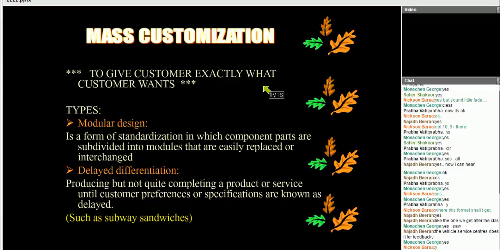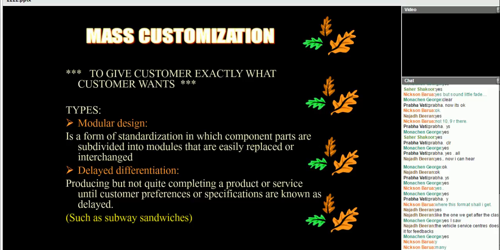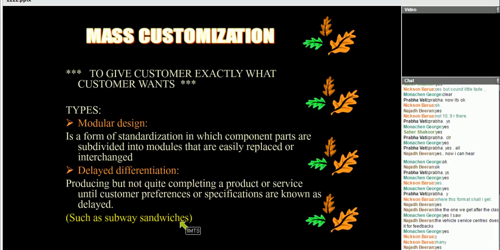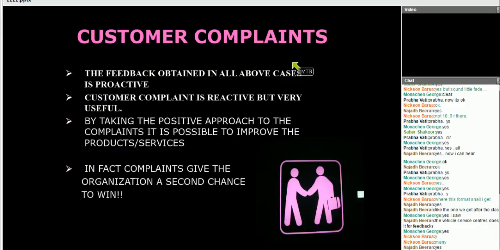Mass customization. Mass means a very large number of customers, to give the customers exactly what they want. Types: modular design, a form of standardization in which component parts are subdivided into modules that are easily replaced or interchanged. Delayed differentiation, producing but not quite completing a product or service until customer preferences or specifications are known. For example, Subway sandwiches.